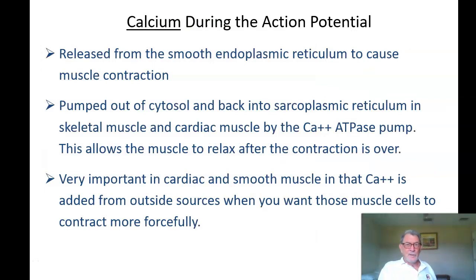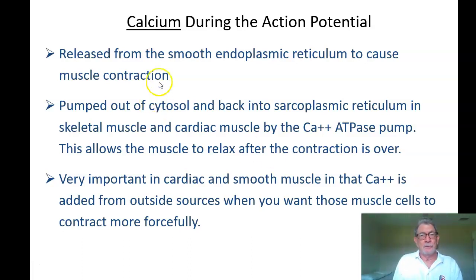Sodium in, potassium out. Now, calcium plays a role during the action potential. First of all, in a muscle or nerve cell, calcium doesn't come in from the outside. It's stored in that smooth endoplasmic reticulum, right? Remember, we said that's one thing the endoplasmic reticulum does, is it stores calcium. And so when the cell gets positive enough, it causes a lot of calcium to be released from the endoplasmic reticulum, and it floods the cell, and that actually is what causes the contraction process to take place.